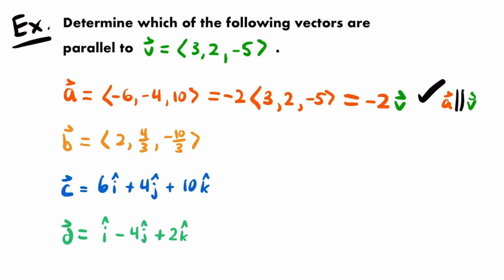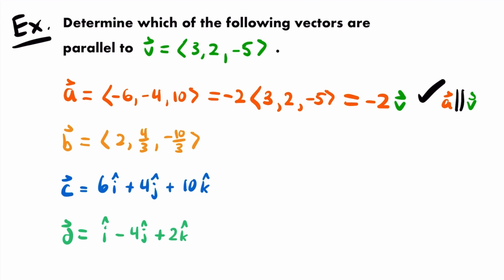All right, now we have 3 more vectors to work with to see if they are scalar multiples of vector v. And if you want to challenge yourself, feel free to pause the video and see if you can determine which of these vectors are parallel to vector v on your own. And then when you feel like you're done, you can play the video again and see if you get the same answers that I do.